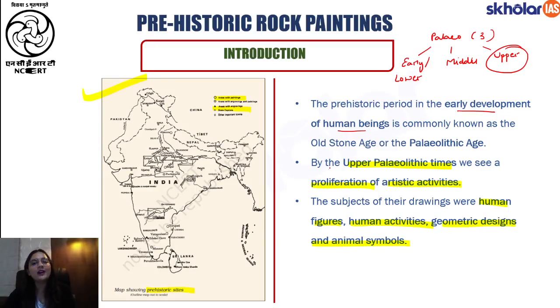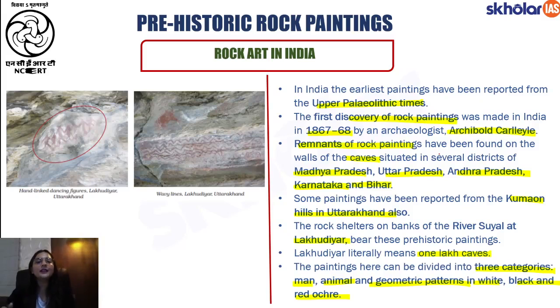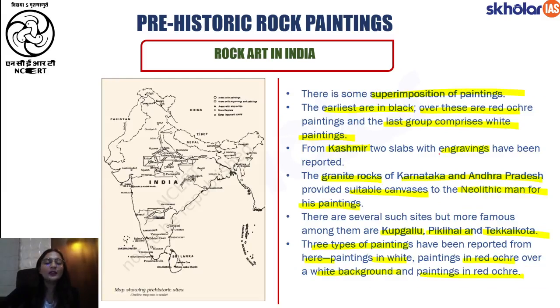First of all, we had started understanding the difference between the Paleolithic time period, wherein it is divided into the early, middle and upper Paleolithic period, and the rock paintings proliferated in the upper Paleolithic age. Okay, then students, we had started talking about the rock art in India, where all it has been found, and who was the first person who had discovered rock art in India, that is Archibald Carlyle.